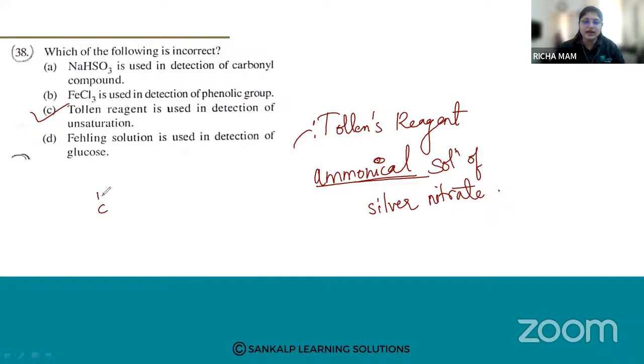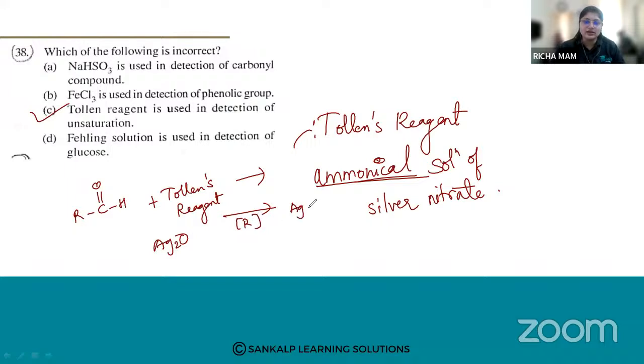So when we have an aldehyde and you treat it with Tollens reagent, what is formed? Silver oxide is formed, and this silver oxide, the Tollens reagent, gets reduced. It gets reduced to what? Metallic silver. And this will be deposited as what? Silver mirror test. It is called the silver mirror test.